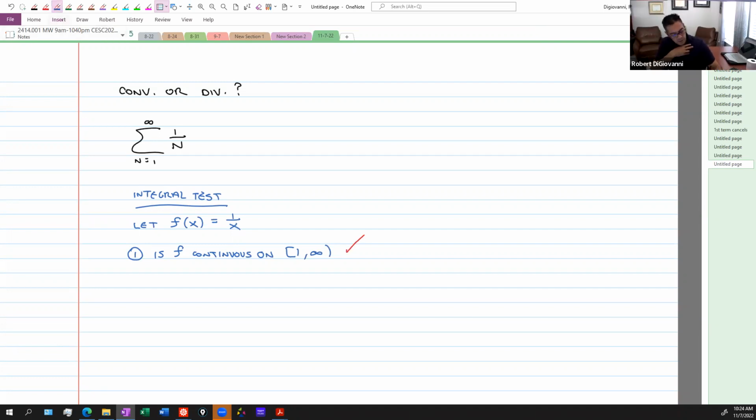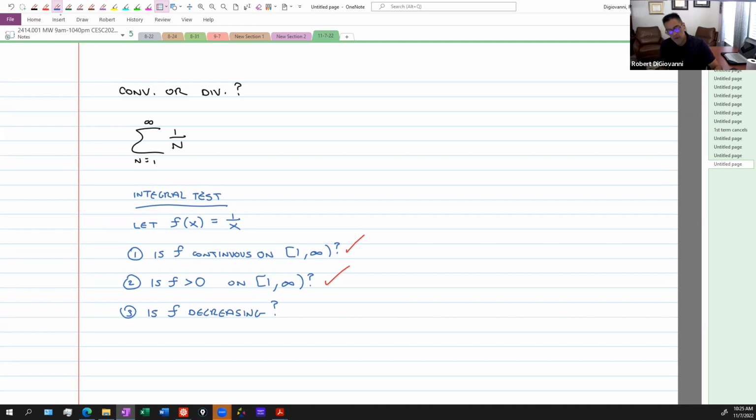All right, step 2. Is f greater than 0 on the interval 1 to infinity? So is it always bigger than 0? As long as you're plugging in positive numbers, right? We're plugging in numbers between 1 and infinity. If you take 1 divided by a positive number, that should be positive. So there's no issues here. All right, this is the hard part. Is f decreasing?